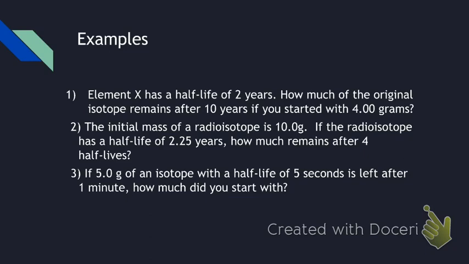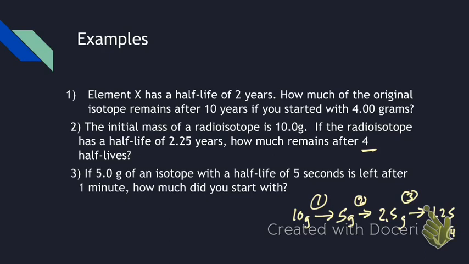So the initial mass of a radioisotope is 10 grams. If the radioisotope has a half-life of 2.25 years, how much remains after 4 half-lives? We already know we have 4 half-lives. So if I take 10 grams divided by 2, take a half of it, 5 grams remain. A second half-life would be 2.5. A third half-life would be 1.25. And a fourth half-life would be 0.625. Okay?